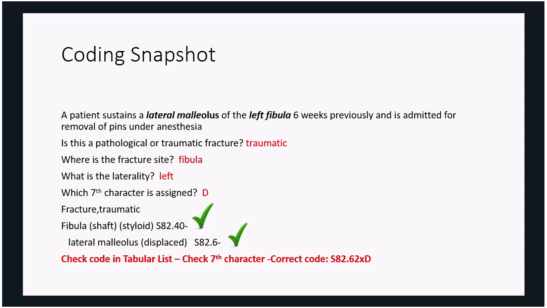So S82.62 is displaced fracture of the lateral malleolus of the left fibula. To get to that 7th character, we want to flip all the way back to category S82, and what you'll see is the 7th character box. And we're going to select character D, which is subsequent encounter for a closed fracture with routine healing, because this patient sustained this fracture previously, and they're now being admitted for removal of those pins. So our correct code is S82.62XD. I hope you have found this coding snapshot on fractures helpful.